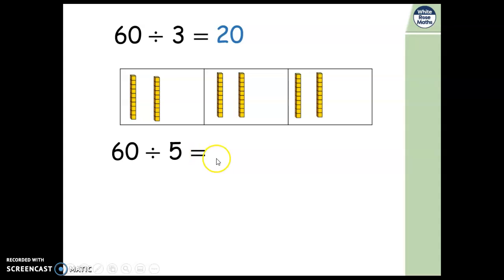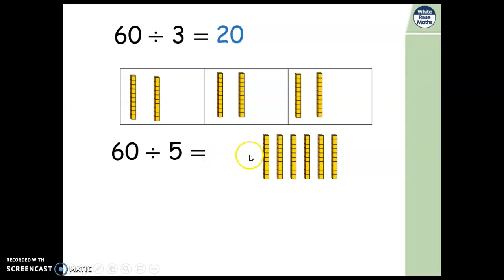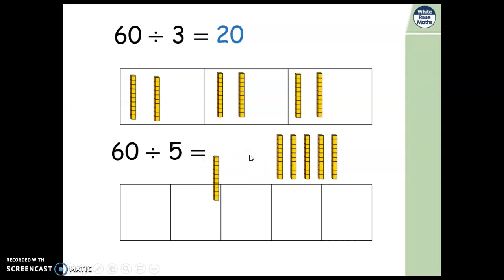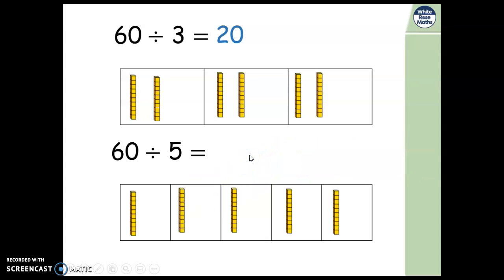60 divided by 5, does it work? It didn't work at first because we have 10 left over and we can't put another 10 somewhere. But what happens if we change that 10 and swap it for ones? So now we've got 10 ones. Let's share those equally. 60 divided by 5 is 12.